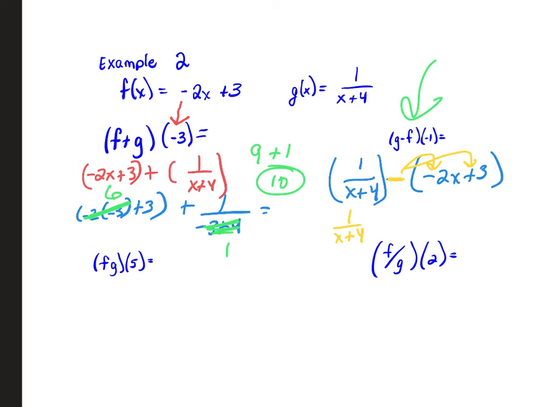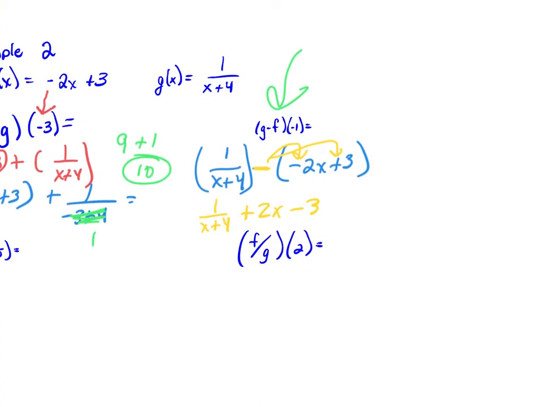What's a negative and a negative? Plus 2x minus 3. Do you guys see that? If you didn't distribute that negative, then this problem would be wrong. Now that you have it distributed, can I combine any like terms? Can I add 1 over x plus 4 plus 2x and say that it equals something? No. So now I can just plug in the number that they're asking me to.